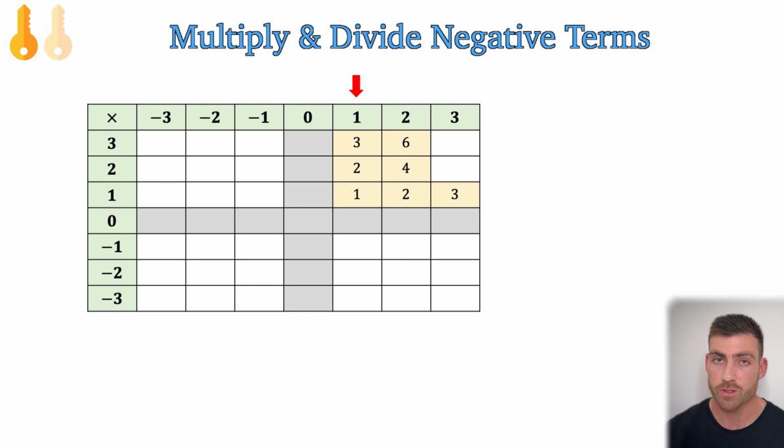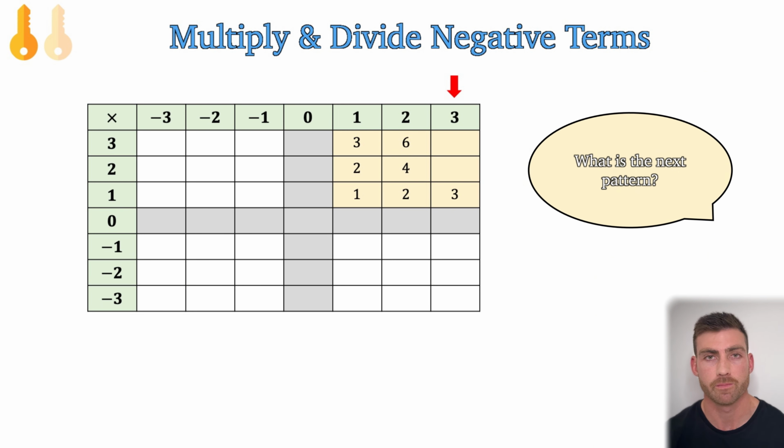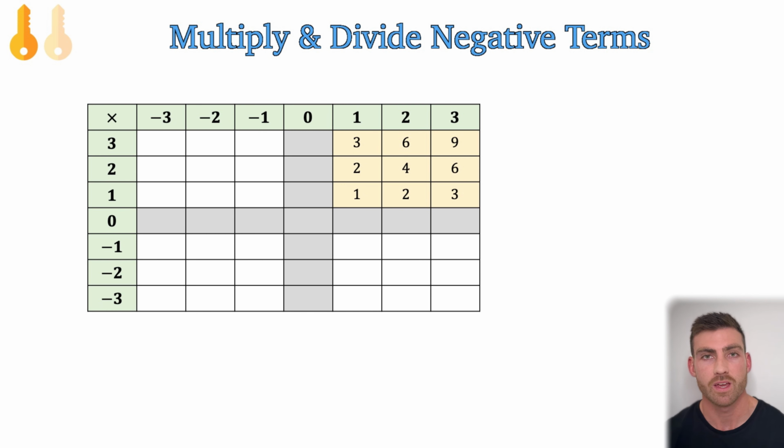Now looking at the first column, you can see that it is going up by 1s. And the next column is going up by 2s. That means if we follow the patterns, what will be the next pattern? Yes, it should look like this. You can complete each product to confirm if this is correct.